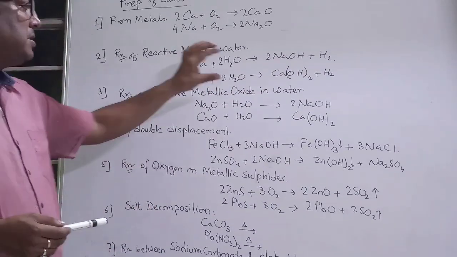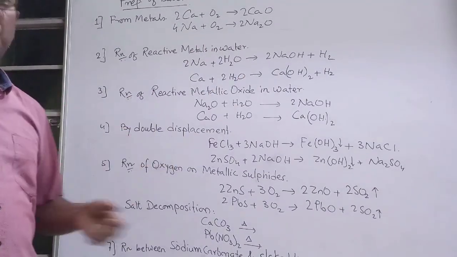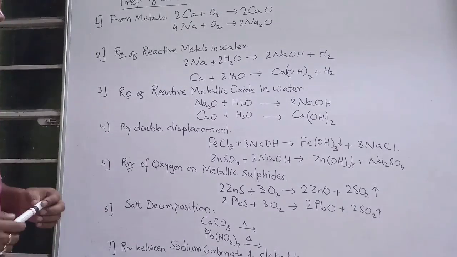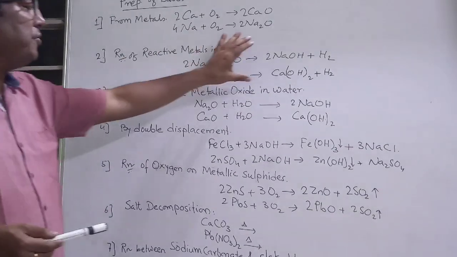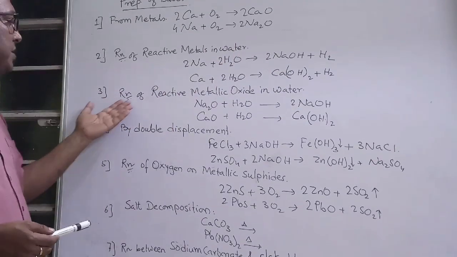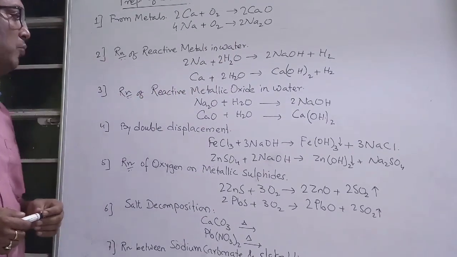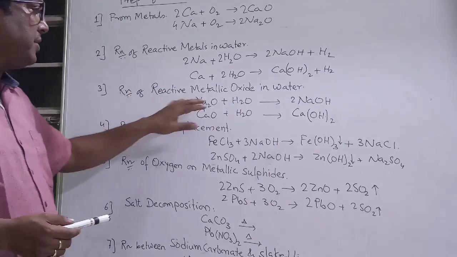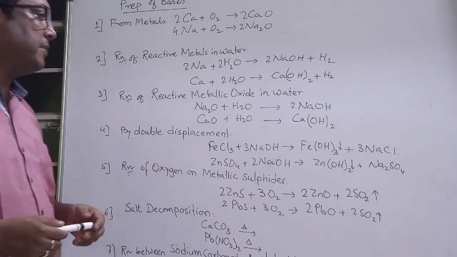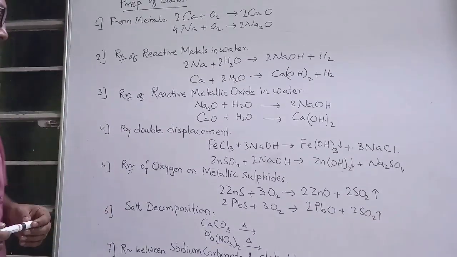And remember, this calcium hydroxide is highly soluble in water. Sodium hydroxide is also highly soluble in water. So you are going to form their bases. These should be alkalis. And in the reaction of the reactive metallic oxides with water, the oxides react with the water to produce the corresponding alkalis, sodium hydroxide and calcium hydroxide.